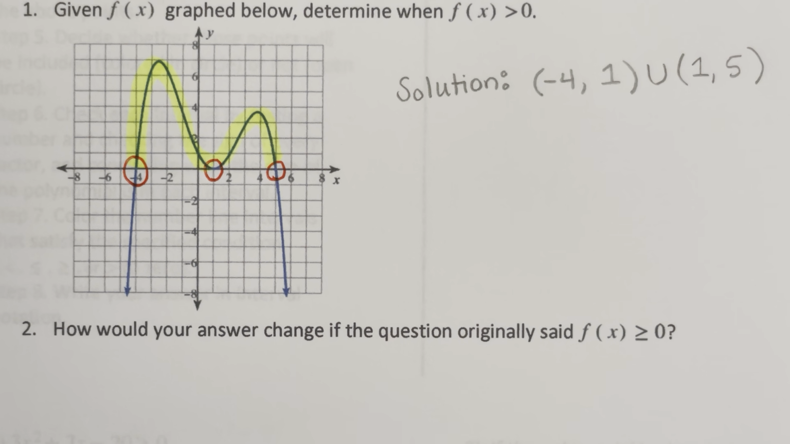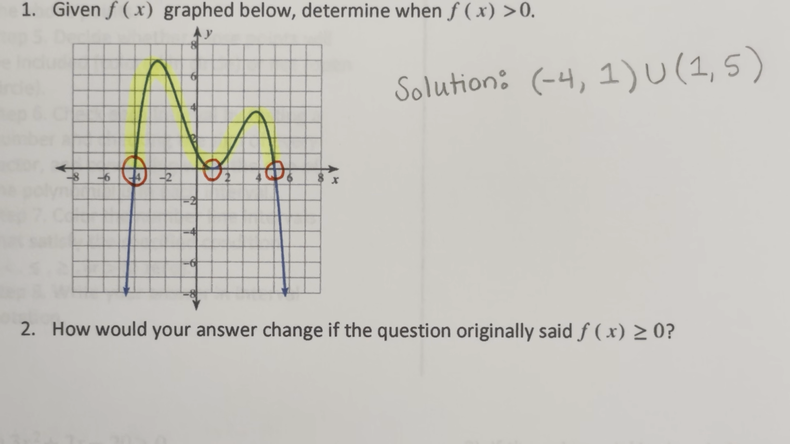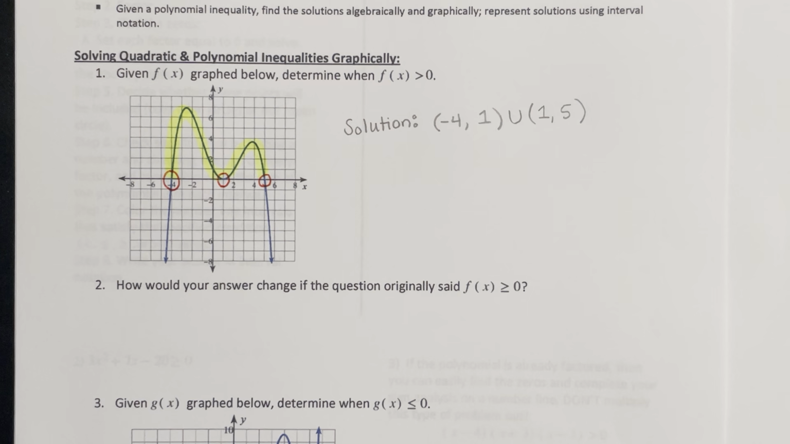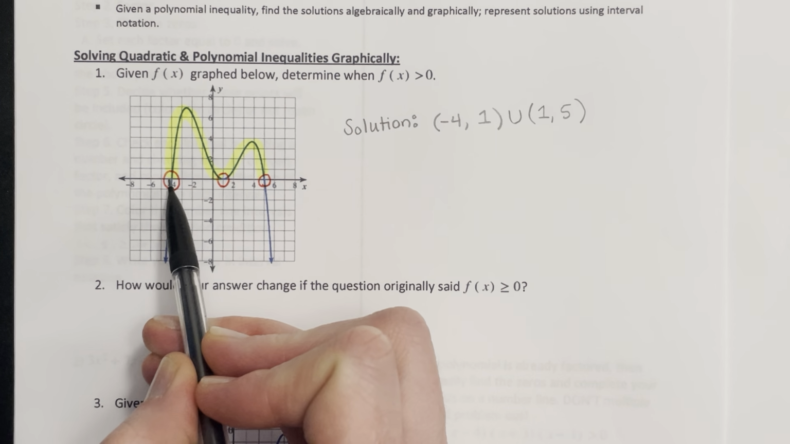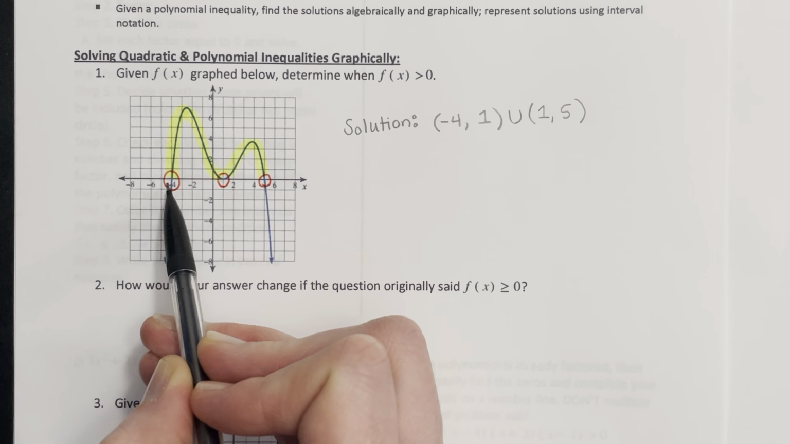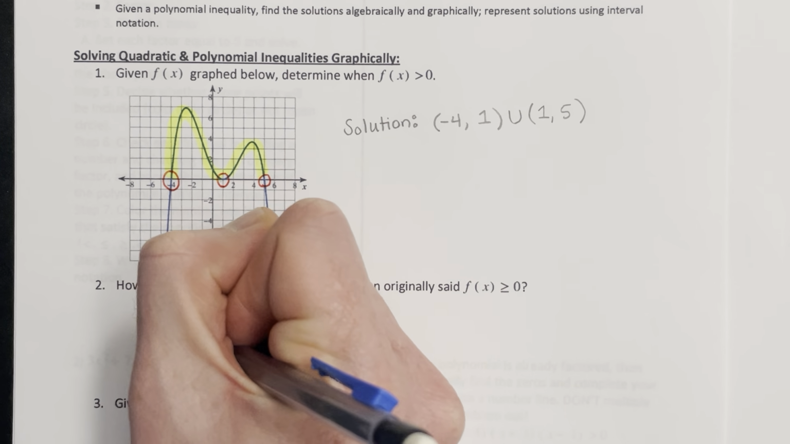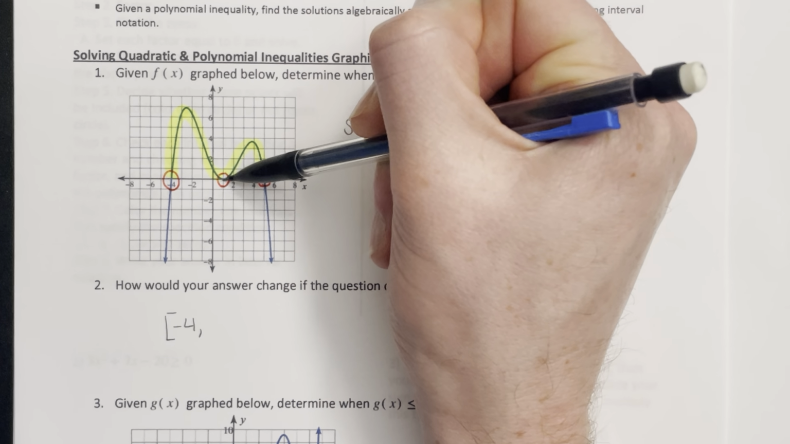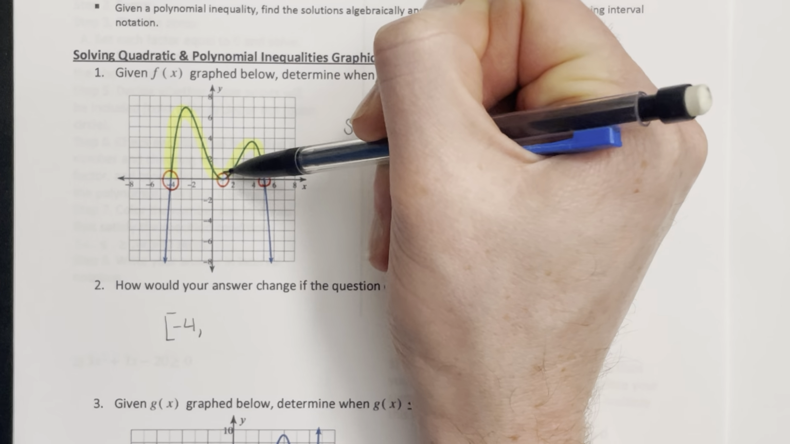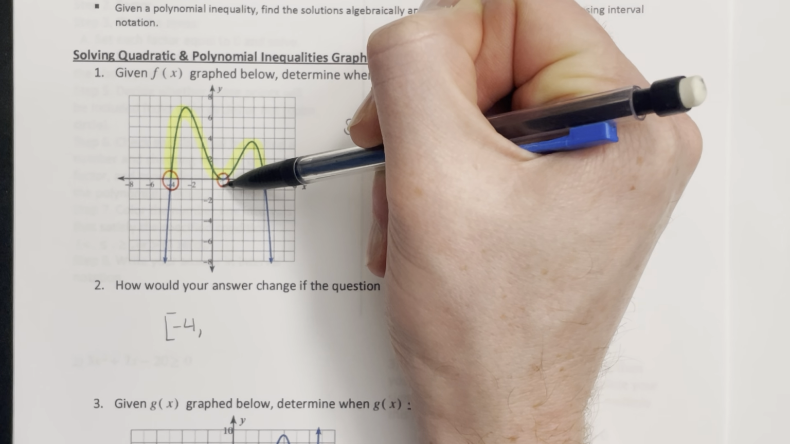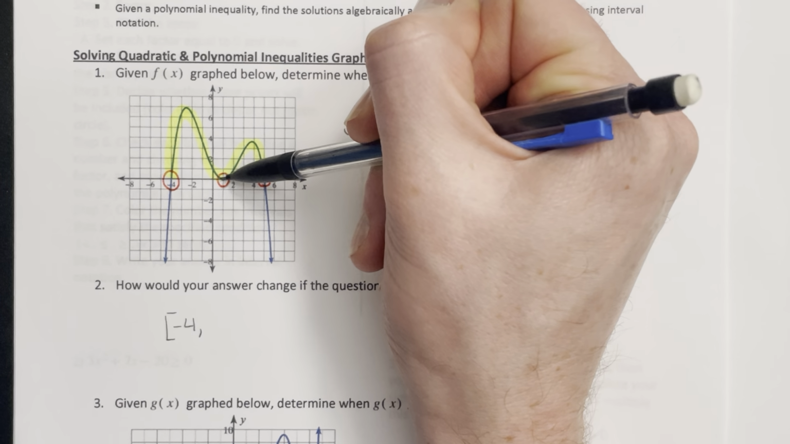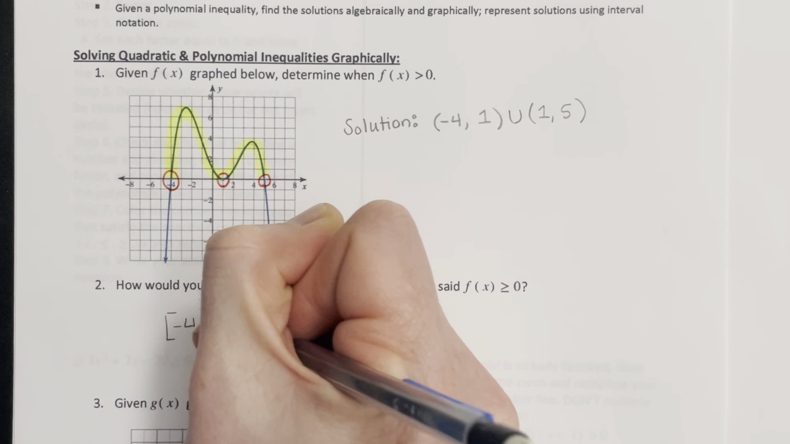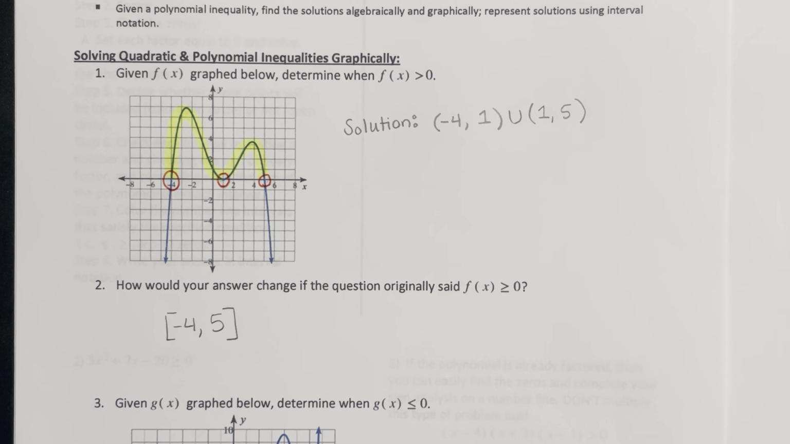So the second part asked, how would your answer change if the question originally said greater than or equal to? So greater than or equal to now is going to include those zeros. This would start at -4, and then it is all the way until 5. I don't need to break this at +1 because it's included this time. It's going all the way to +1 and keep going to +5. So from -4 to 5.